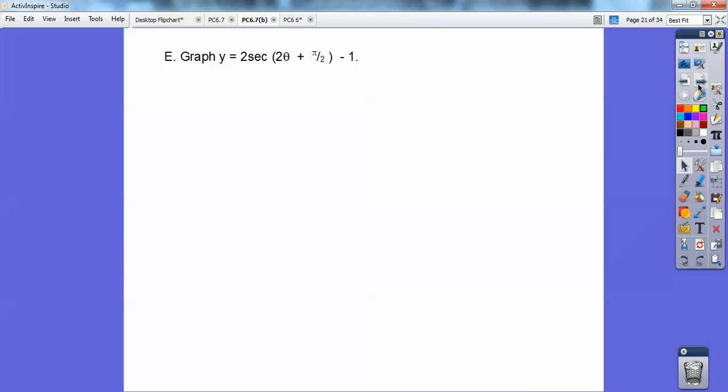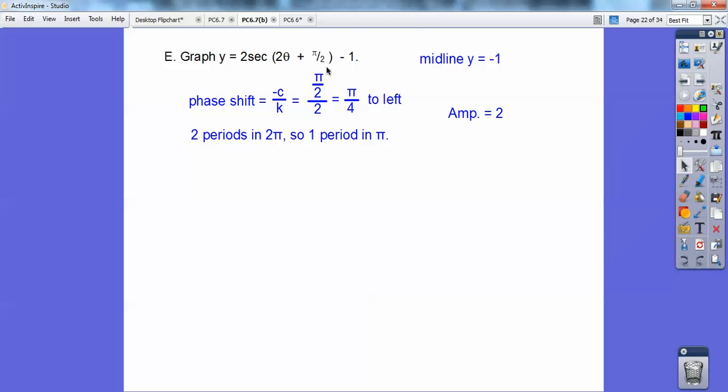Okay, so let's graph this guy, 2 secant. My amplitude is 2 because of this 2. My period is 1 because this says there are 2 periods in 2 pi, so 1 period is in pi. My midline is down at -1. My phase shift is opposite c over k, so it's going to be pi/4 to the left.